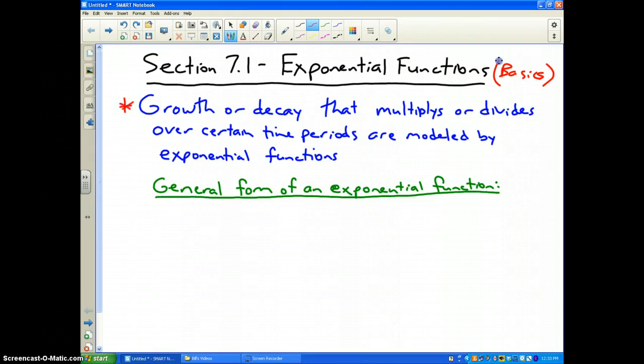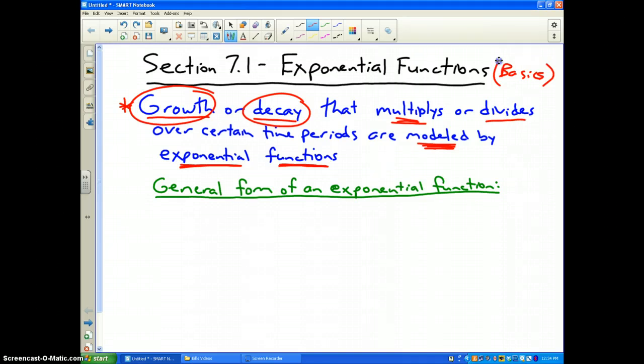First of all, anytime you have growth or decay that multiplies or divides over certain time periods, those particular mathematical situations are modeled extremely well by exponential functions. These two words right here are going to be very, very important in this whole unit: growth and decay. Anytime you talk growth and decay where you multiply or divide, you're going to have an exponential function.